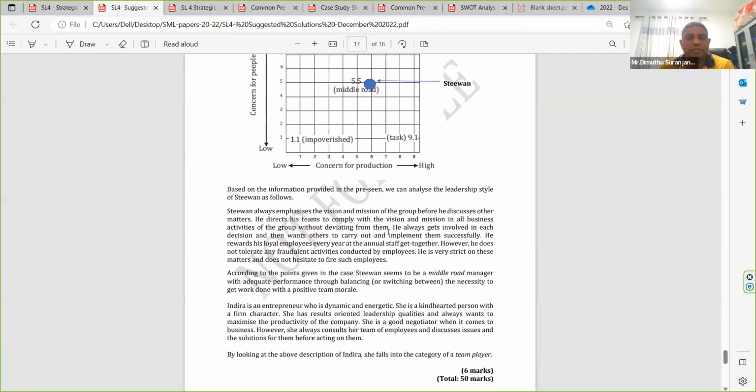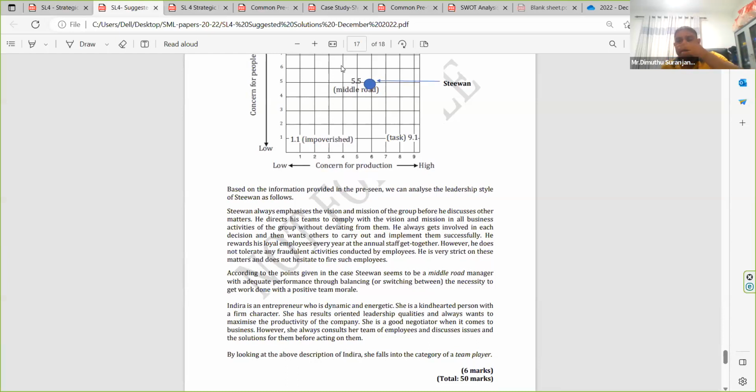Yes, on the one. Stephen always emphasized the vision and mission of the group before he discussed other matters. See, the same points have been extracted. He directs his team to comply with the vision and mission in all business activities of the group without deviating from them. He always gets involved in each decision and then wants others to carry out and implement them successfully.